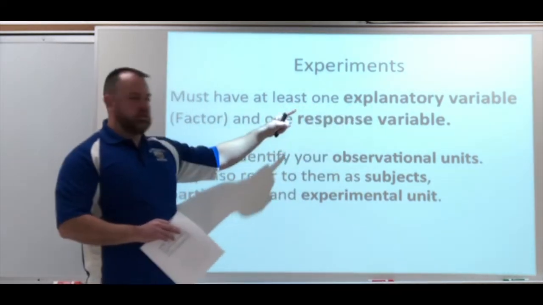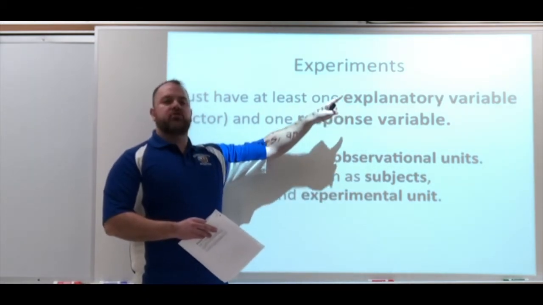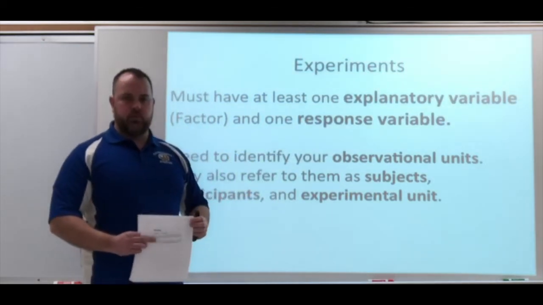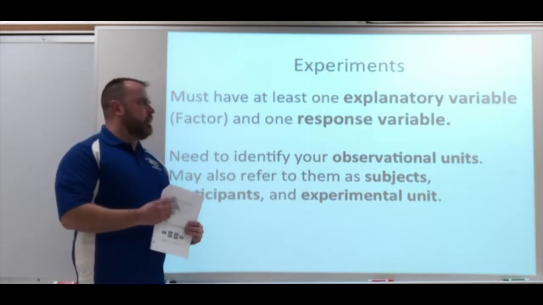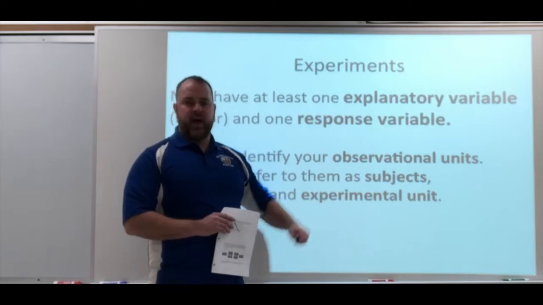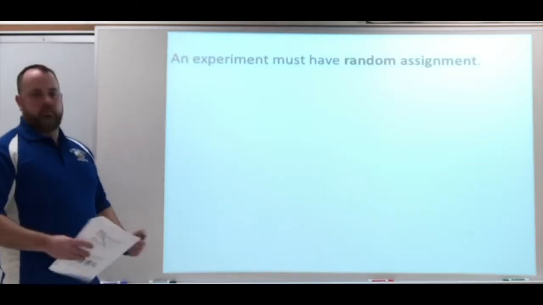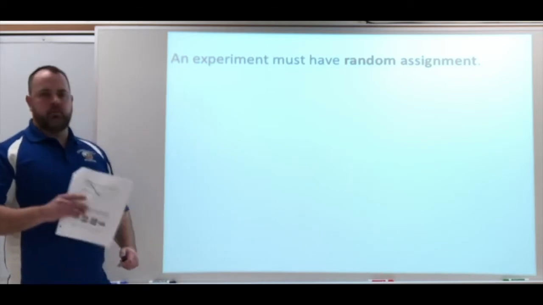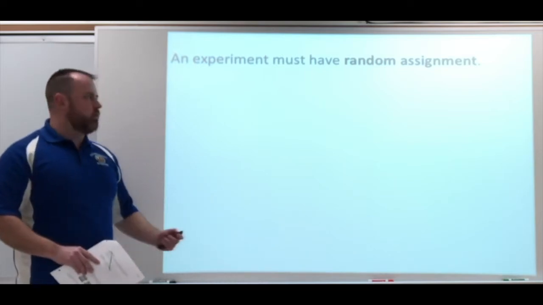Okay? Now it says you have to have at least one, there may be a couple of them, but we're not trying to narrow it down, so just that explanatory variable is being studied and we're able to narrow down, okay, this happened in the response and it's because of that explanatory variable. Okay? And one way to do that is with random assignment. An experiment must have that random assignment, the random assignment into your different treatment groups.